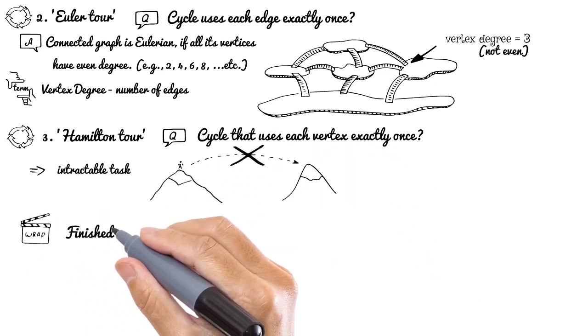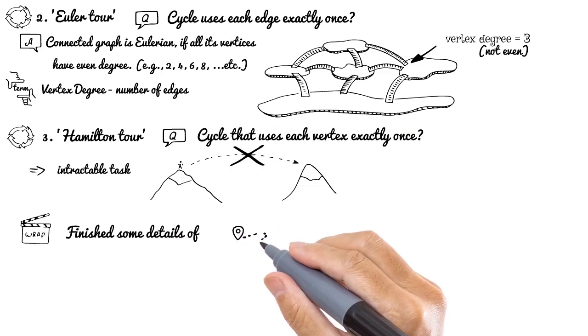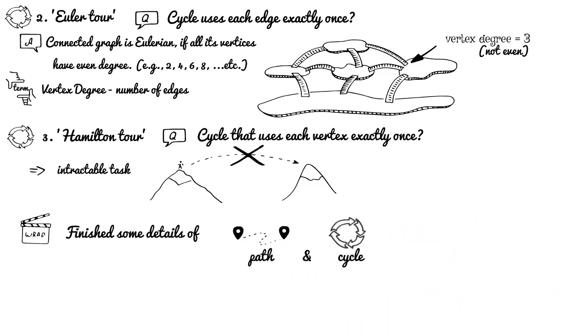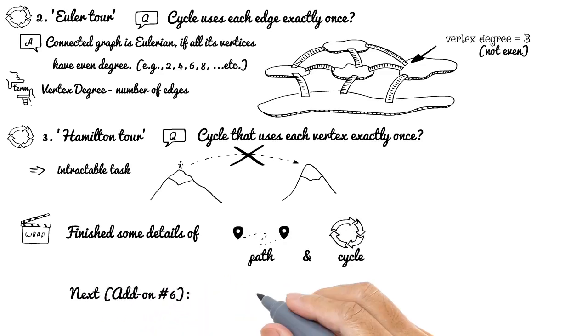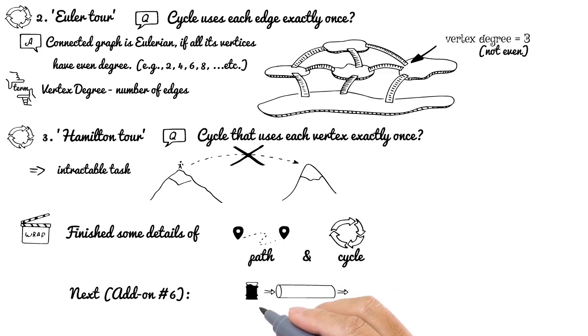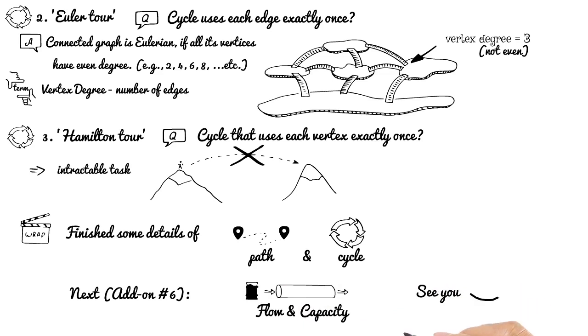We finished some implementation details of path and cycle use cases groups. We have last topic to be discussed in add-on video 6 for Y algorithms discussion. It will be about flow and capacity use cases. Ready to dive deeper? Then see you there!